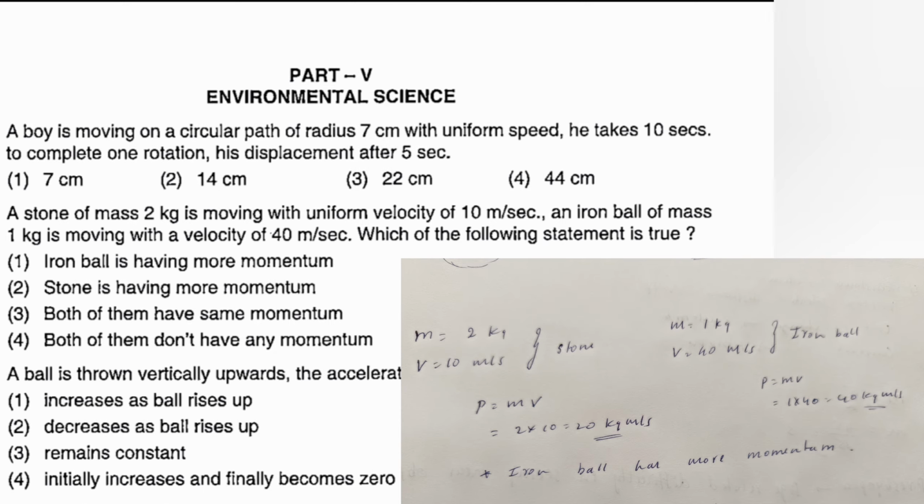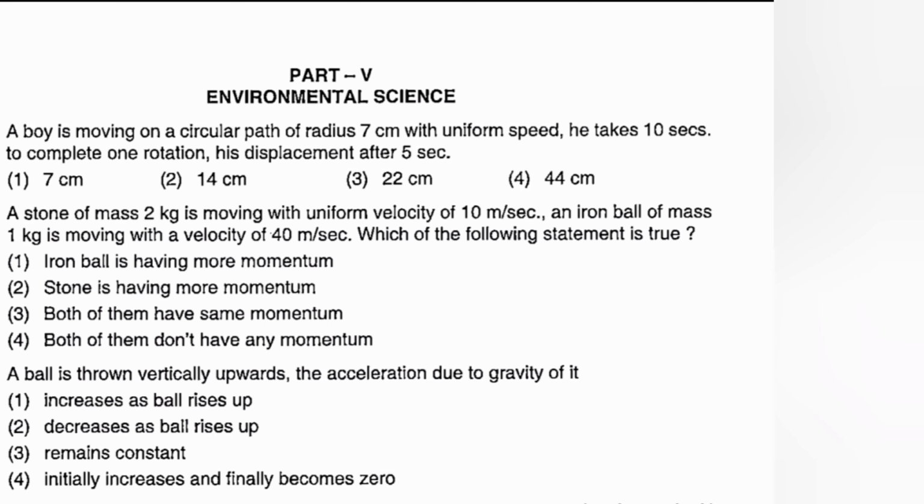Next one. A ball is thrown vertically upward. The acceleration due to gravity of it. So the answer is it remains constant. Why? The gravity is uniform and it is approximately 9.8 meter per second square, always acting downward. So the answer is it remains constant.